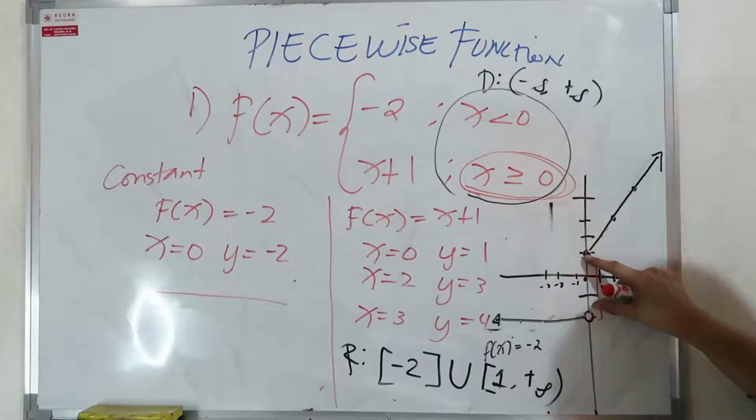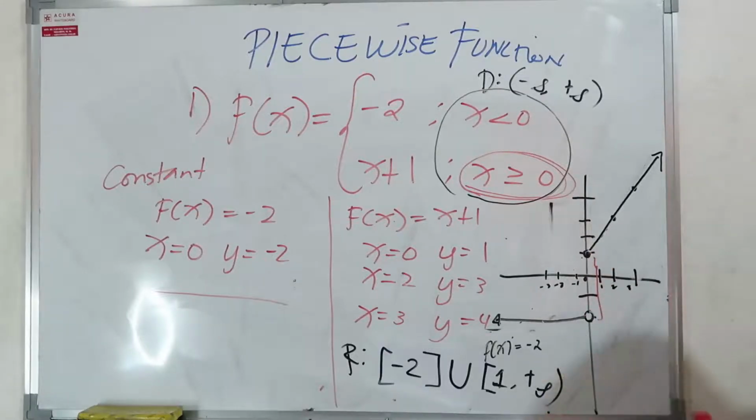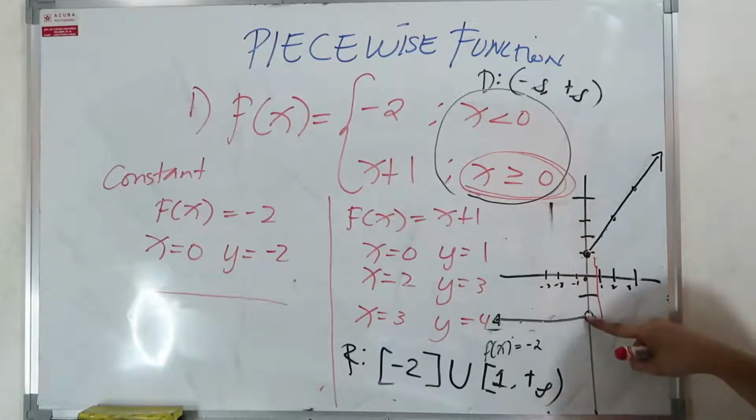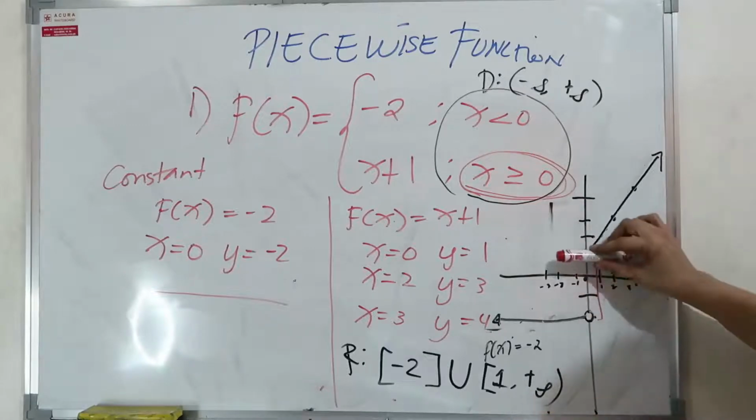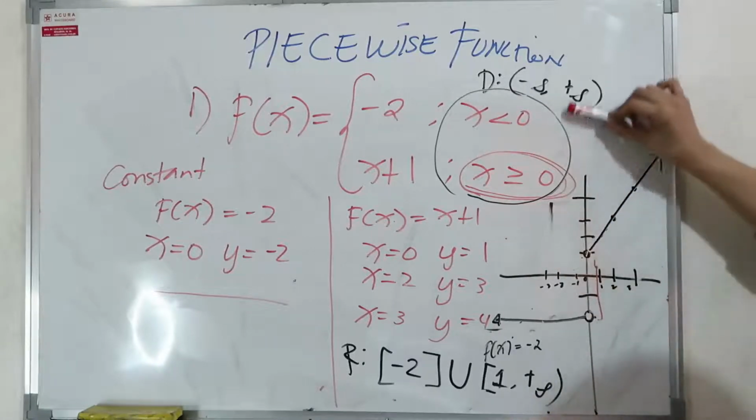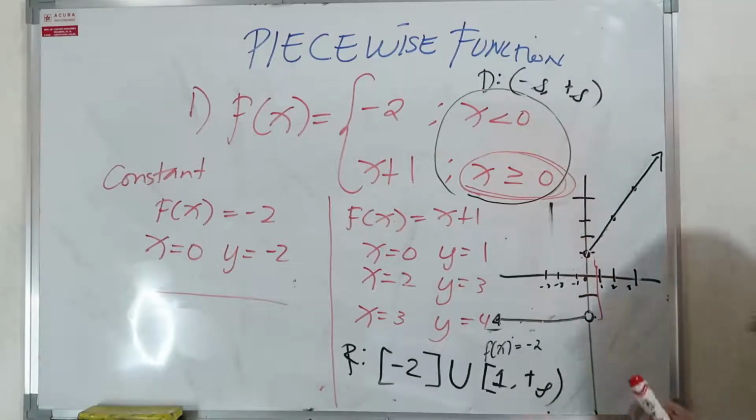Okay, because there's a gap between negative 2 and 1. There's no graph there, so we will not include that. Only negative 2, because the graph is horizontal. The graph is only there at negative 2. So where's the next y value? Here, 1. 1 going to positive infinity. So that's the range of the given function.